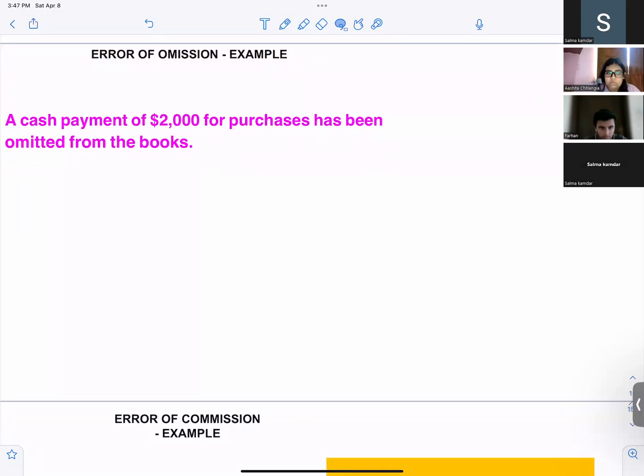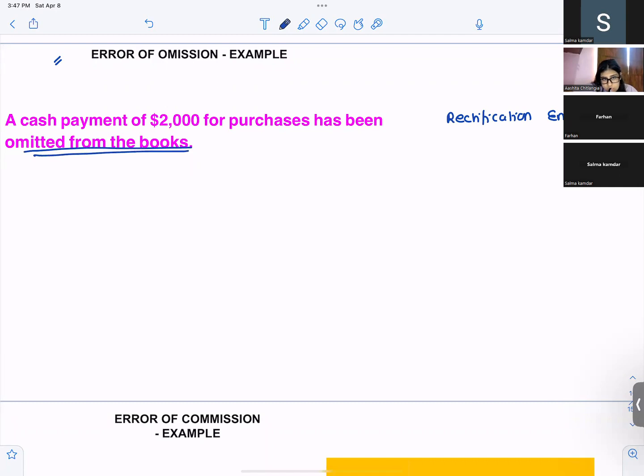Error of omission example. Read this error and tell me the rectification entry for the same. A cash payment of 2000 for purchase has been omitted from the books. So then added back to the books. If it's omitted from the books, then how will you rectify this? You have to enter the transaction into the books. So what is the journal entry for this?